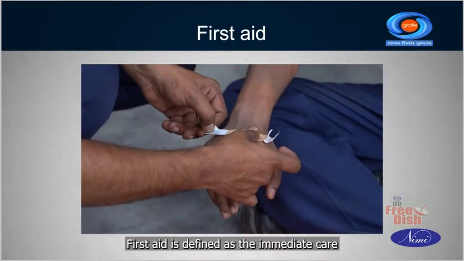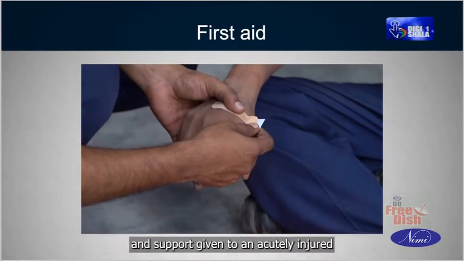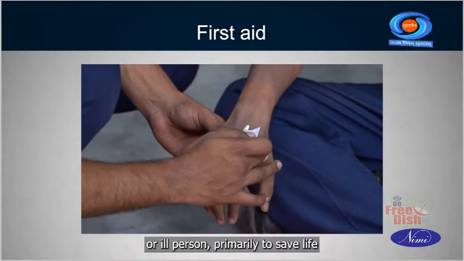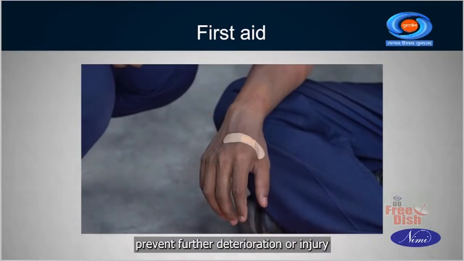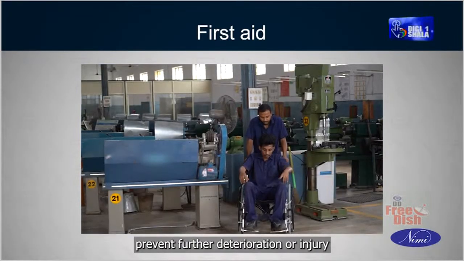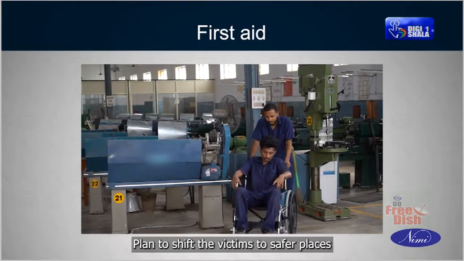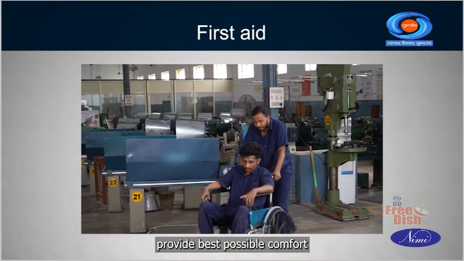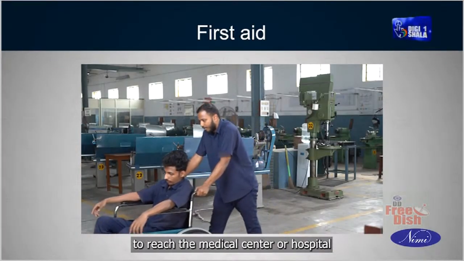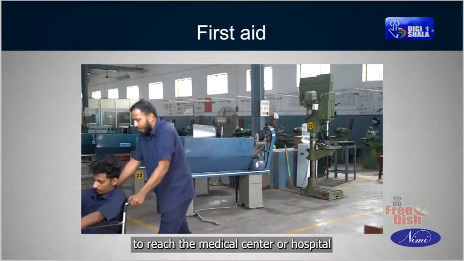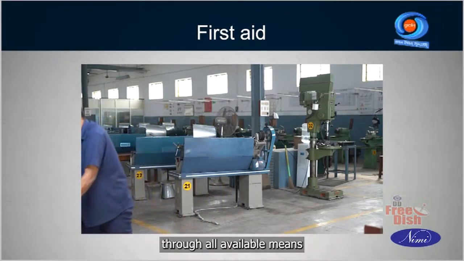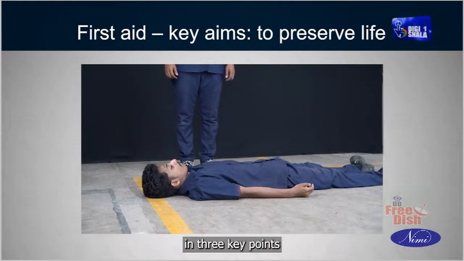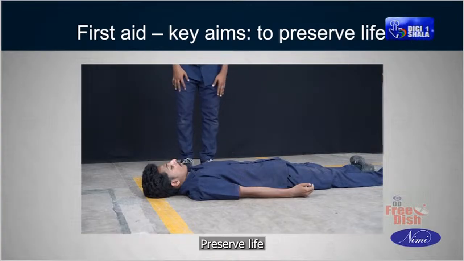First aid is defined as the immediate care and support given to an acutely injured or ill person, primarily to save life, prevent further deterioration or injury, plan to shift the victims to safer places, provide best possible comfort, and finally help them to reach the medical center or hospital through all available means. The key aims of first aid can be summarized in 3 key points. Preserve life.